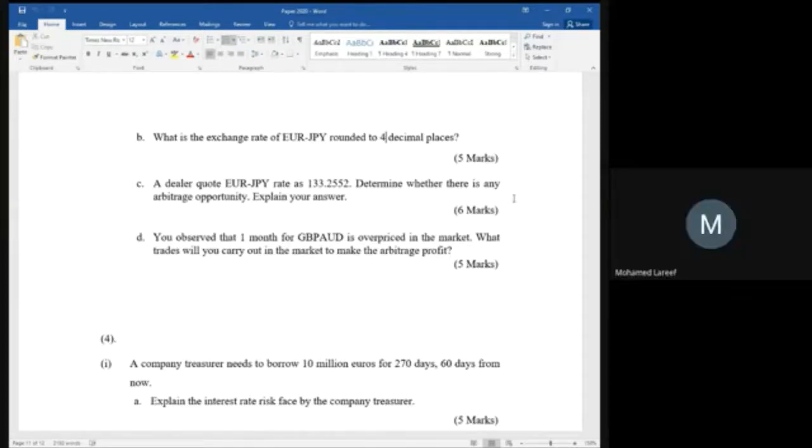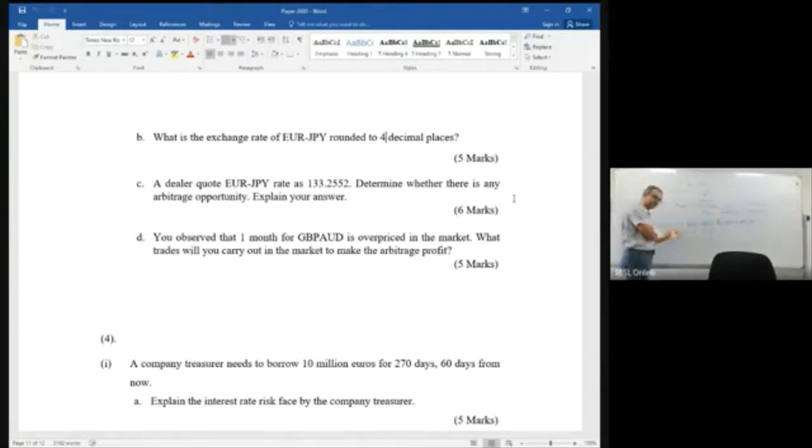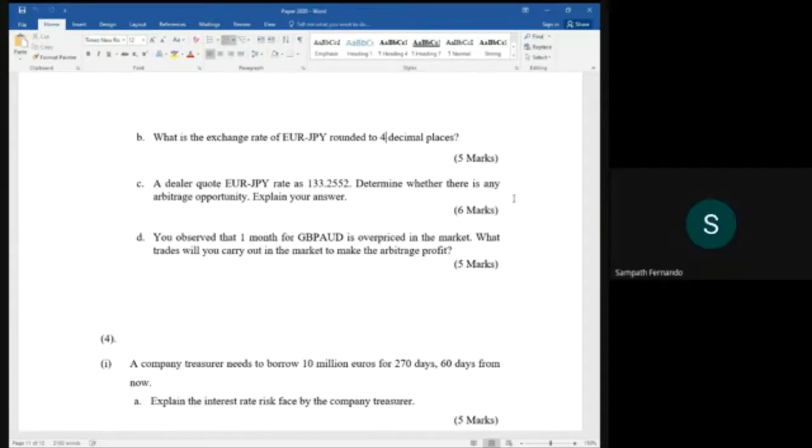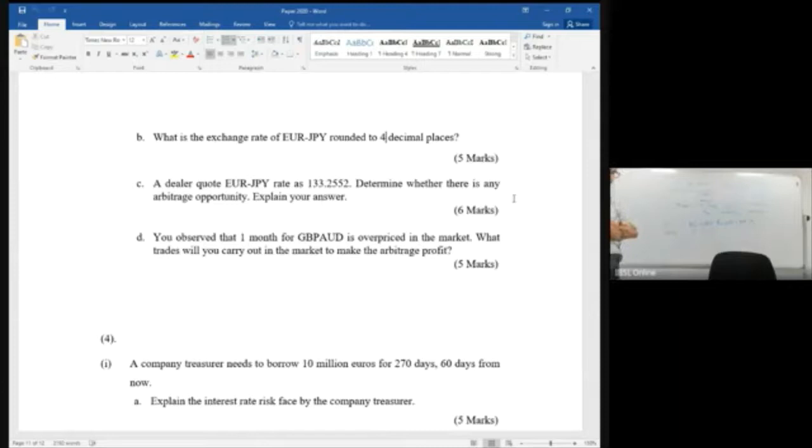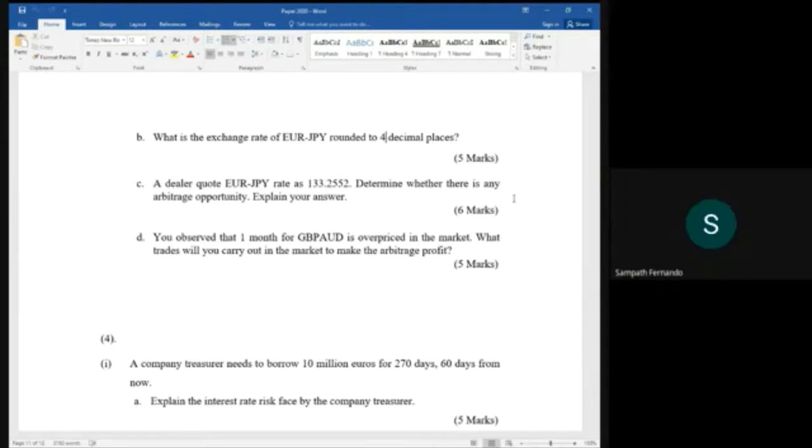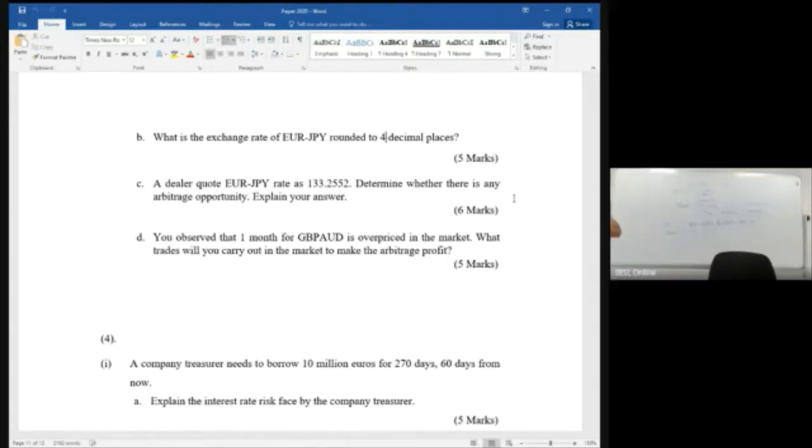So buy from the market and sell it to the dealer. You can't buy from the market because the dealer is the market. This is the market implied trade only. What do you do? Buy euros. Buy euro. Yes. Okay. Then sell to the dealer. Buy euro against what? Yes, JPY.